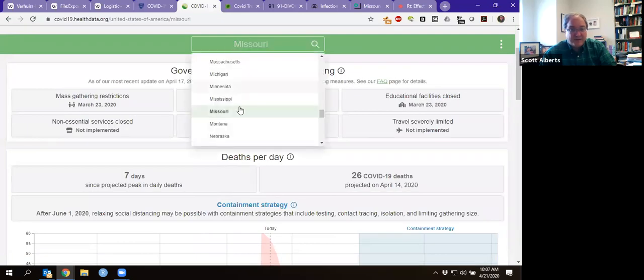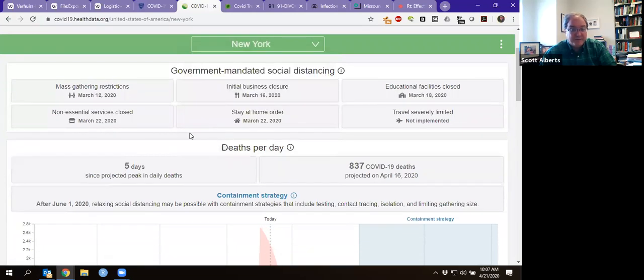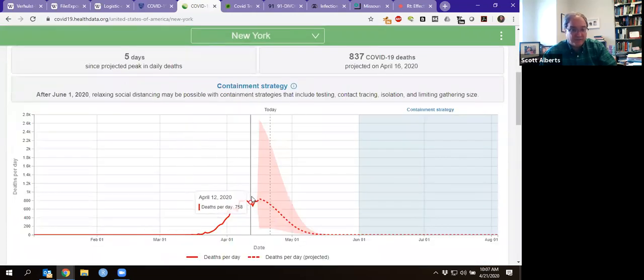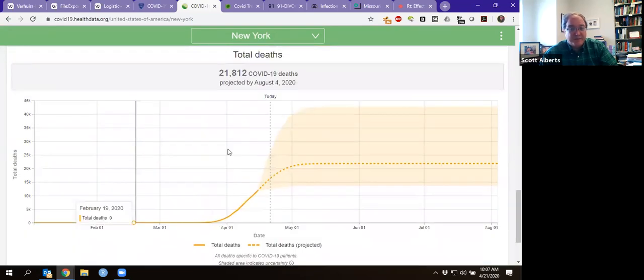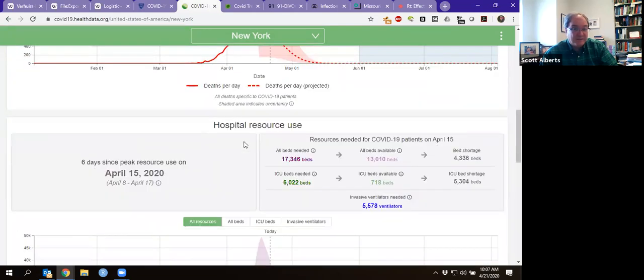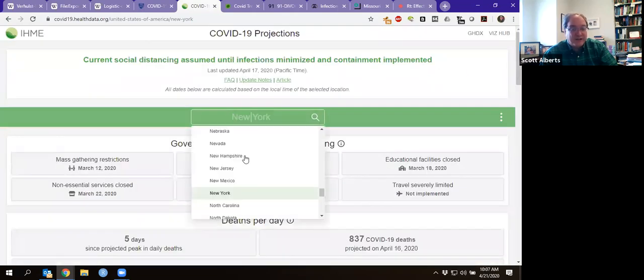Let me look at one more here, and that's New York, because of course New York is where the action is, I'm afraid. And you can see, of course, their numbers are higher than Missouri. They have more people. And they had a peak and then a dip, and now they're expecting a second peak, which should go down. Again, June 1st is when they model they'll be able to open up, and they're predicting 21,000 total deaths in New York. And again, that number was much higher before.